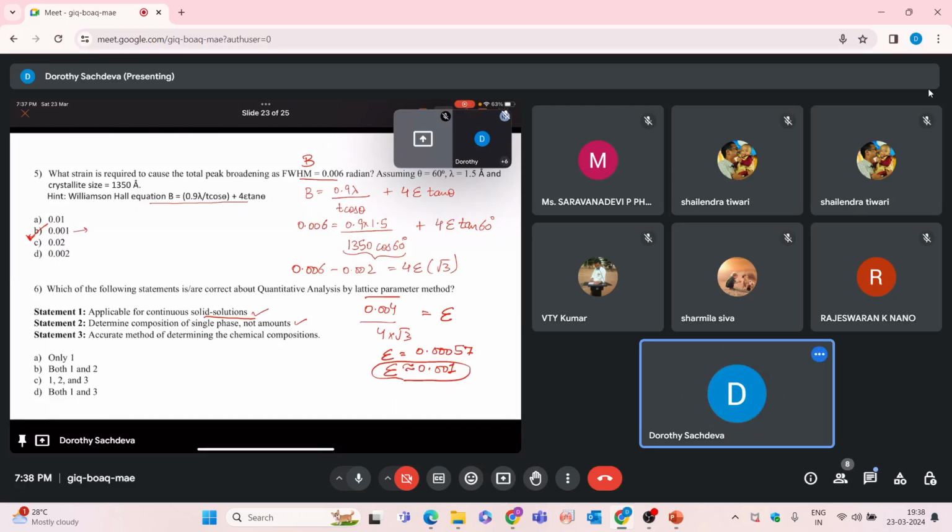The third statement says that accurate method of determining the chemical composition. Yes, the lattice parameter method is used for this purpose as well. So, according to me, option C, all statements 1, 2, and 3 should be the correct statement. We didn't discuss much about this, but this question itself tells what things can be done from this lattice parameter method: it is applicable for continuous solid solutions. It is used for the determination of the composition of single phase, not the amounts, just the composition. And it is used for the accurate measurement of chemical composition in your mixture sample.